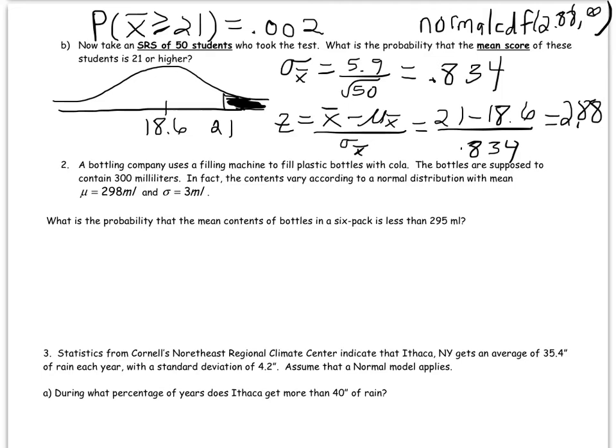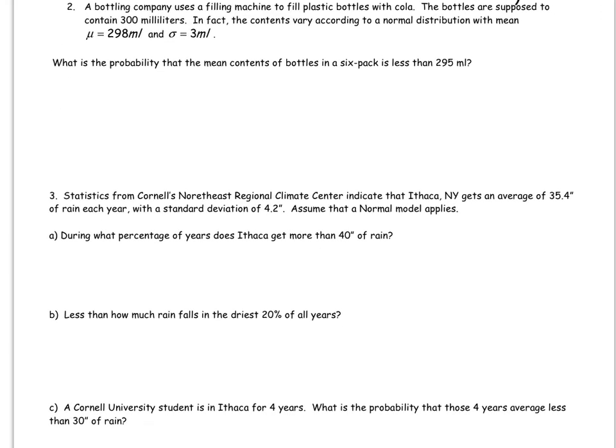Okay, so let's look at number 2. We've got this bottling company, and they're filling soda, and the soda is supposed to contain 300 milliliters, but in fact, the contents vary a little bit. So the mean is 298, the standard deviation is 3, and the distribution is approximately normal. Now we want to know the probability that the mean contents of bottles in a 6-pack is less than 295. So what would my picture look like?